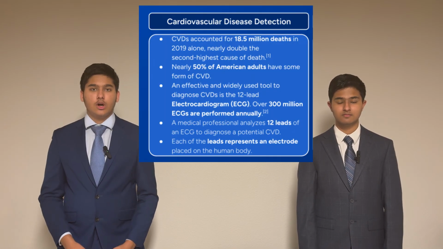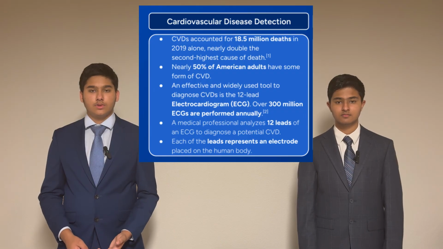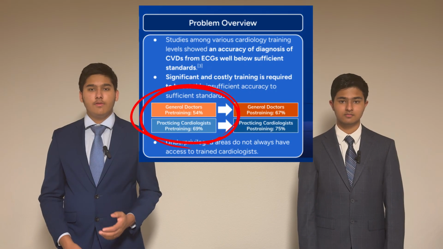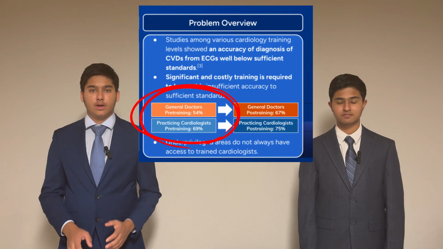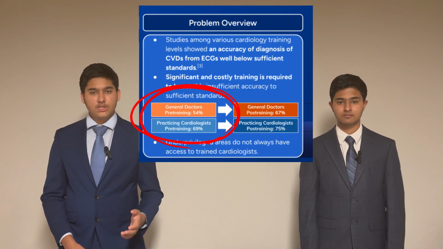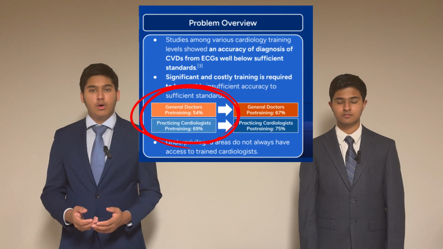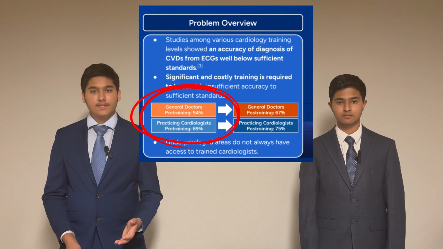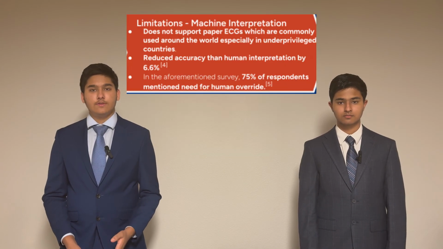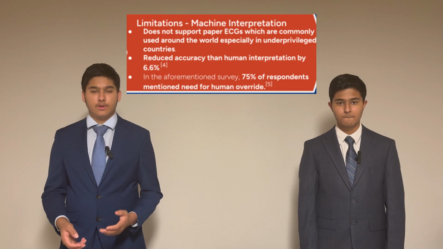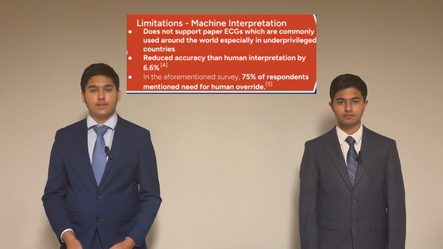Electrocardiograms, or ECGs, are the most commonly used diagnostic tool for diagnosing cardiovascular diseases. However, the accuracy of diagnosis from ECGs is very low, around 69% for trained cardiologists and 54% for general doctors, both of which are extremely insufficient. New methods have risen, such as machine interpretations, but they have shown even lower accuracy and they don't support the paper ECG, the predominant format in rural and developing areas.